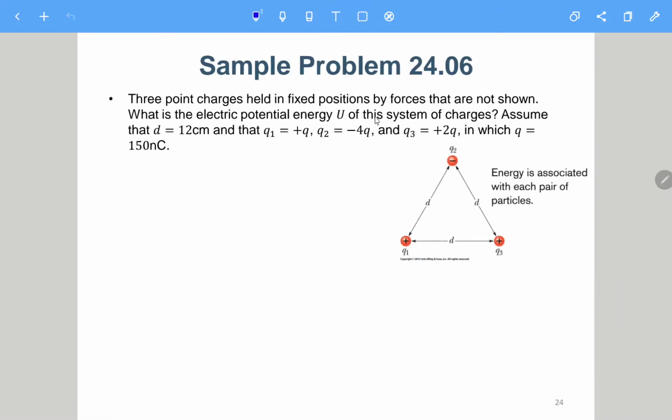Okay, so here is an example. As shown in this figure, 3 point charges are held in fixed positions by forces that are not shown. What is the electric potential energy U of this system? Assume that D equals 12 centimeters, Q1 equals Q, Q2 equals minus 4Q, Q3 is plus 2Q, and Q equals 150 nanocoulomb.